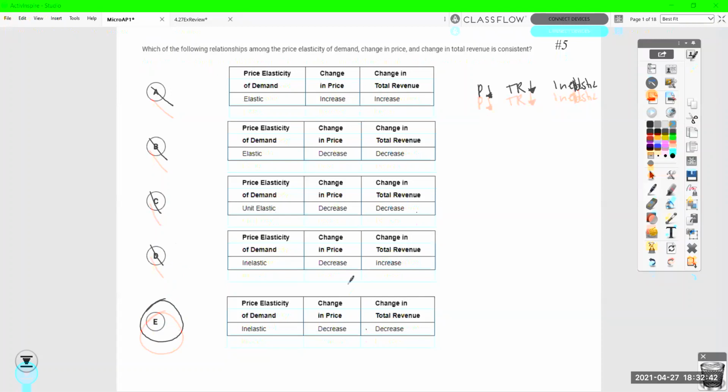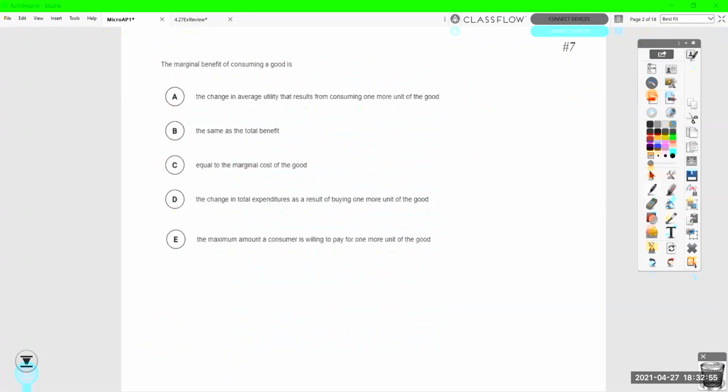There's a lot of different ways to organize this, but what I really want you guys to think of is whenever they have elasticity and total revenue, you want to go right to that total revenue test. Now again, the ones that you're seeing here are just ones that a majority of the class was getting wrong.